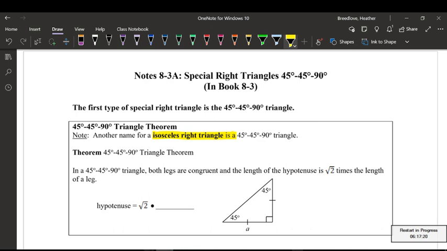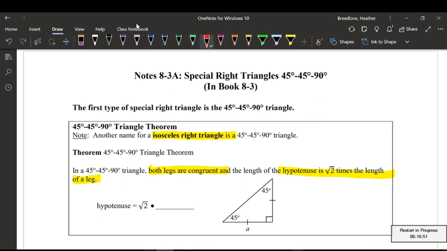All right, so I have a theorem, and the theorem is in the 45, 45, 90 triangles, both legs are congruent, and the length of the hypotenuse is square root 2 times the length of a leg. And I have a very easy way of calculating this. But first, we're going to go through the theorem.